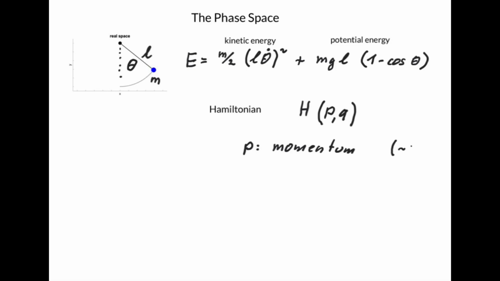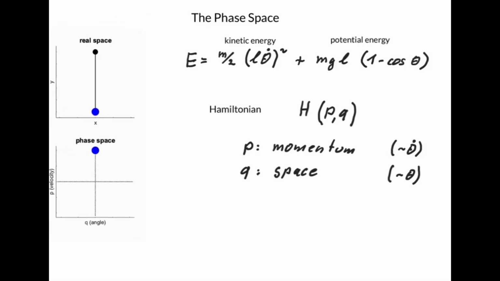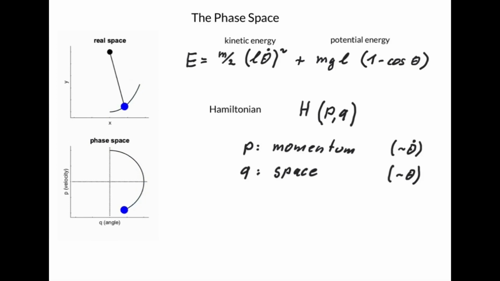Now on the left you see a solution to Newton's equations of the pendulum. First in real space, where we just see the pendulum motion in x and y, but we could also view the same motion now in phase space, where we plot the velocity versus the position of the pendulum, and we see that in phase space it's a circular motion that is describing our pendulum.